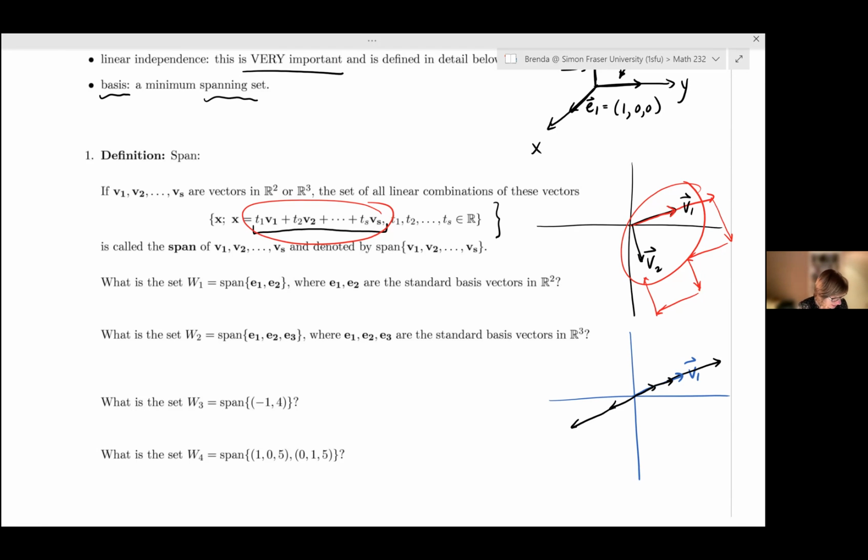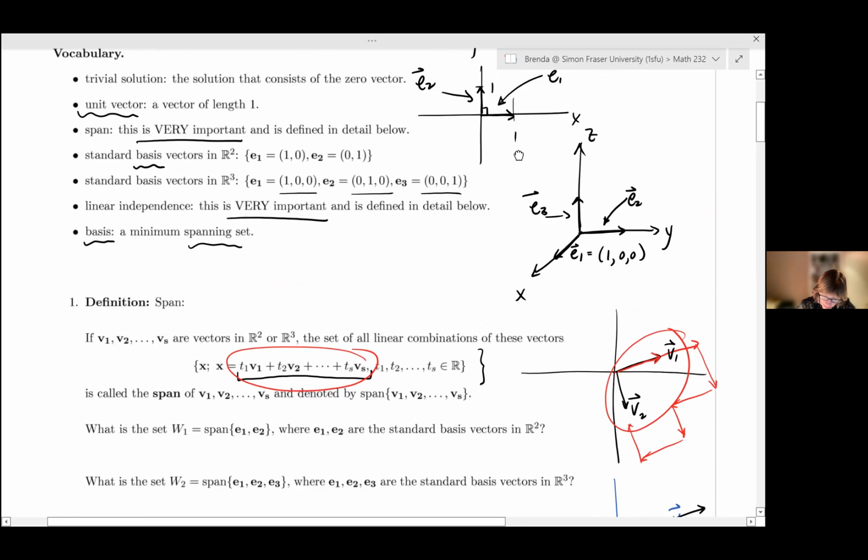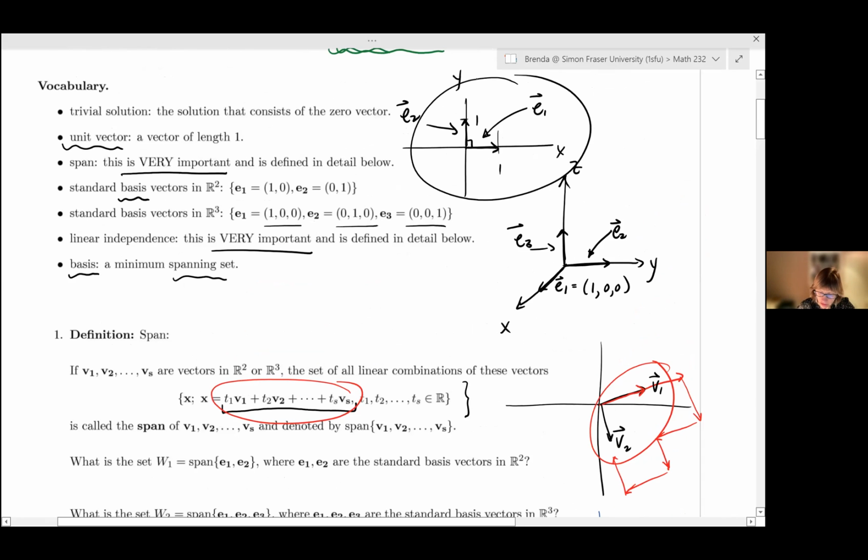Okay, so let's take a look here. We've in a sense already asked this. What is the set W1, which is the span of the standard basis vectors? So I'm taking the two standard basis vectors in R2, and asking where can I go by adding up multiples of those vectors. And I can go everywhere. I can manage to make it everywhere.